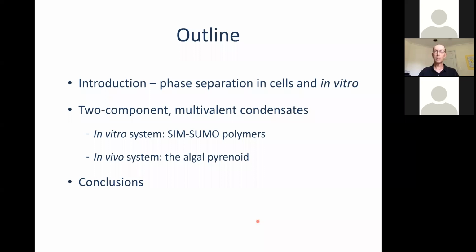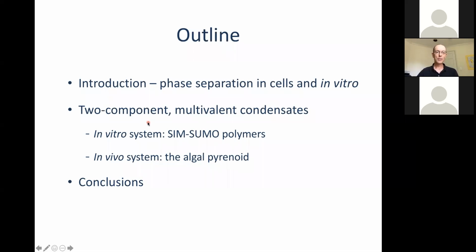And I don't mean just a solvent like water and a polymer, but actually two polymers that have to get together in order to phase separate. Multivalent means that they have many interaction sites on each polymer. So each polymer will have many, many sticky sites on it to interact with other polymers. And of course, condensate is another word for the dense phase in a phase separated system where, for example, lots of polymers get together.